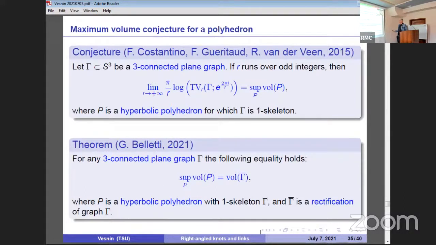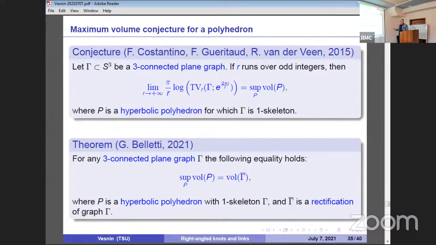So it means you have a graph and you consider all polyhedra for which this graph is the skeleton. So you fix the combinatorics, and you can change the angles. So you consider the maximal volume for such a family. And this is the conjecture.